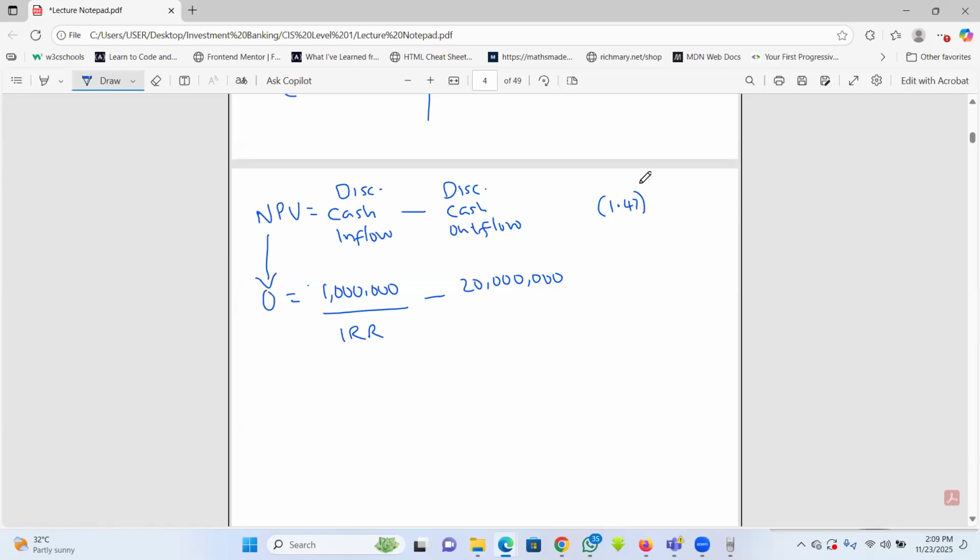1.47 raised to power 1 will give you 1.47. Raised to power 2 will give you something higher. But what is that value raised to power 0? Can you answer my question, please? Raised to power 0 will give you what?